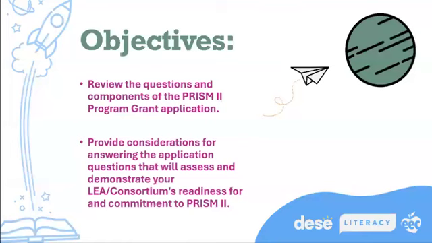The objective for this video is to review the questions and components for the PRISM II grant application and provide considerations for answering the application questions that will assess and demonstrate your LEA or your consortium's readiness and commitment for PRISM II.